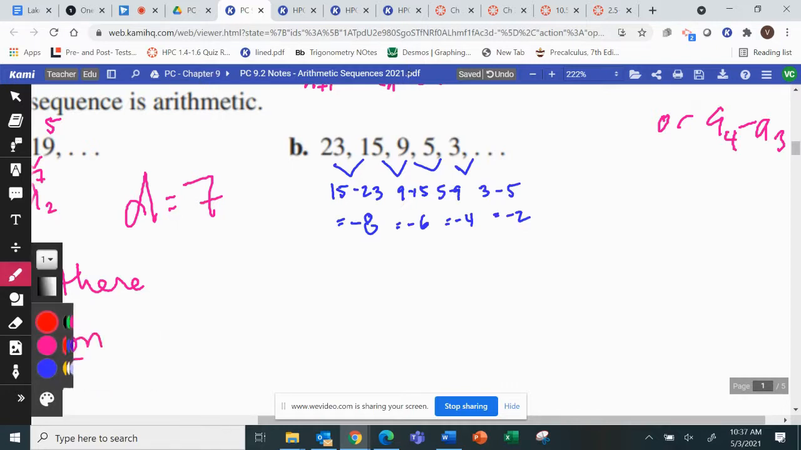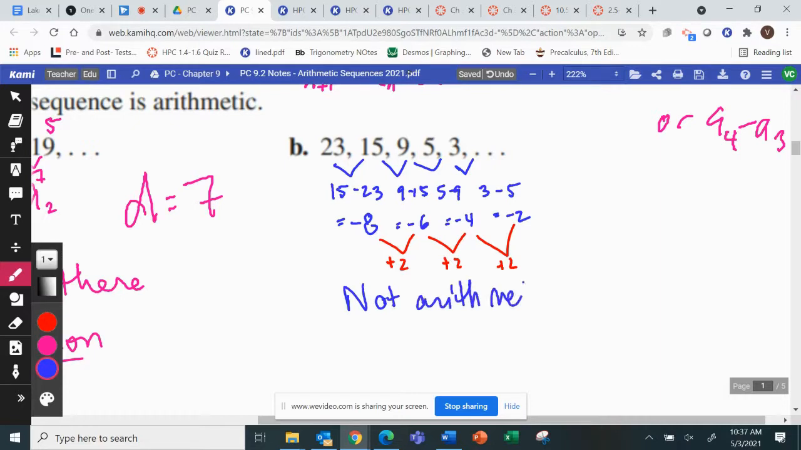It is quadratic. Because if I went further, which I'm not going to, I would have 2 levels of finite differences, and that would mean it's quadratic. So this is not arithmetic. Extra information, it is quadratic. It has to be linear to be arithmetic. And we could say the reason it's not arithmetic is it doesn't have a constant difference.